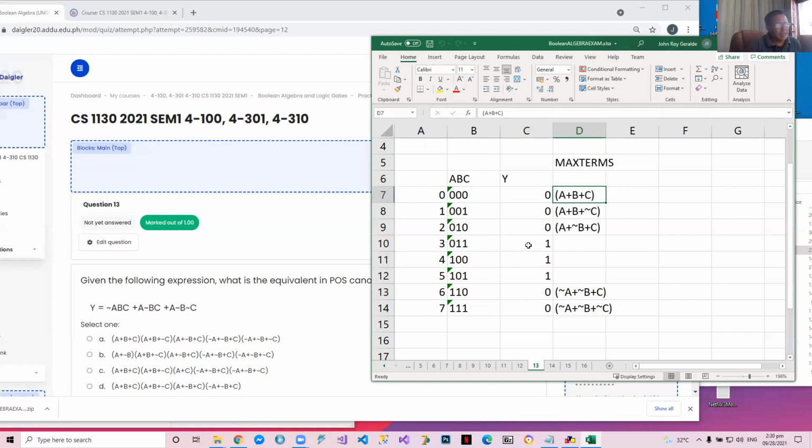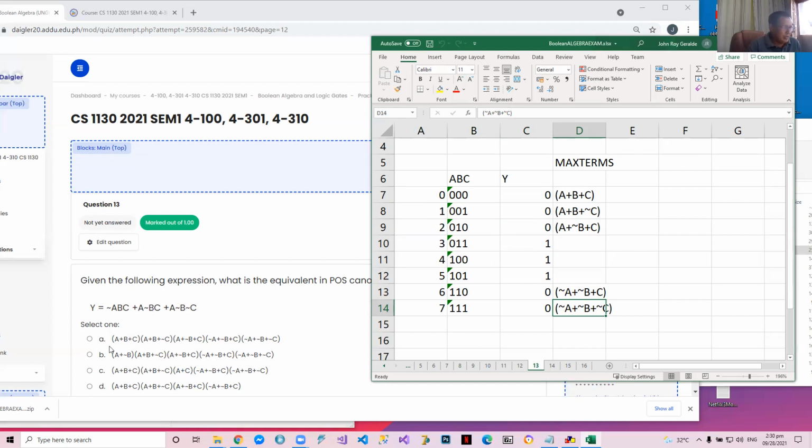So we have A plus B plus C, 0, 0, 0. This A plus B plus not C, 0, 0, 1. And this A plus not B plus C, 0, 1, 0. And this not A plus not B plus C, 1, 1, 0. And this is not A plus not B plus not C, 1, 1, 1. So how many do we have? We have 5 max terms.